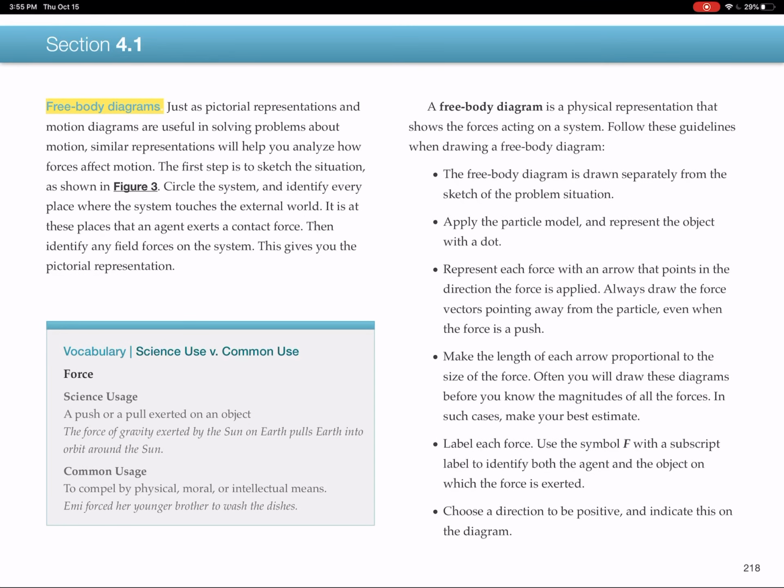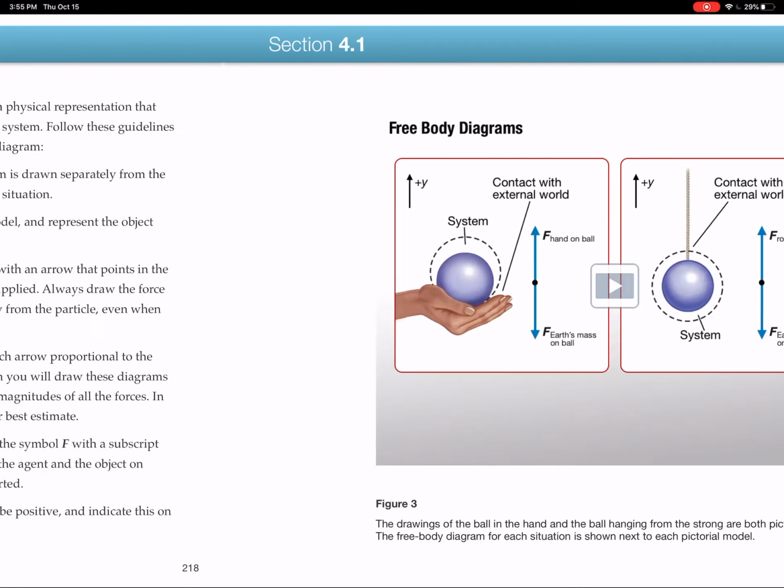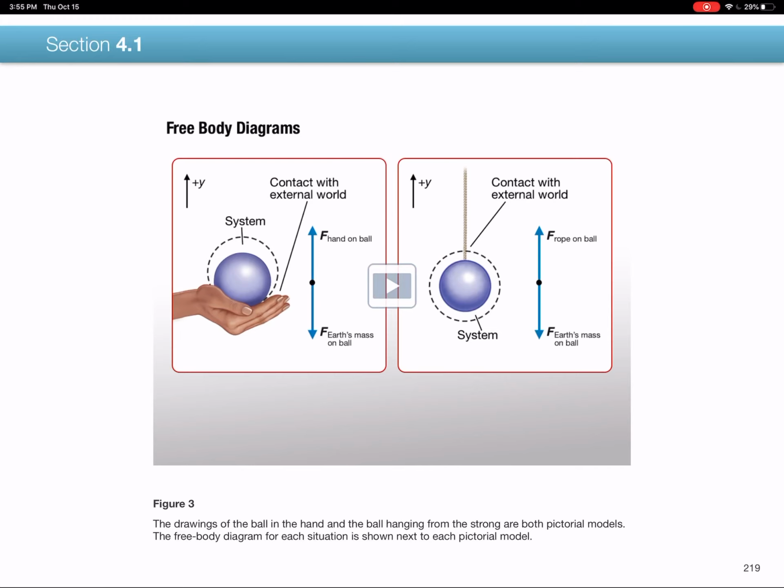To look at all the forces acting on an object systematically, we make what is called a free body diagram. This is just as we had done before. We do motion diagrams to represent the motion of an object. This free body diagram will help you see how forces affect the motion. So this figure will show you how to draw a free body diagram.